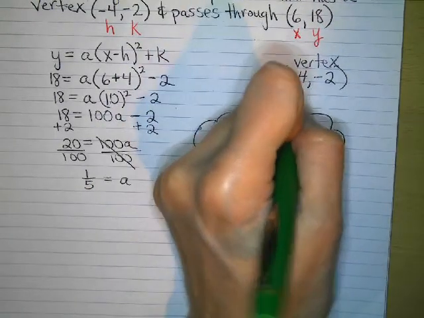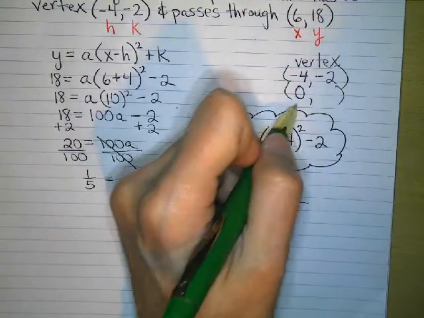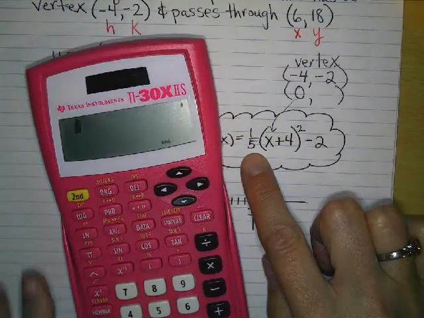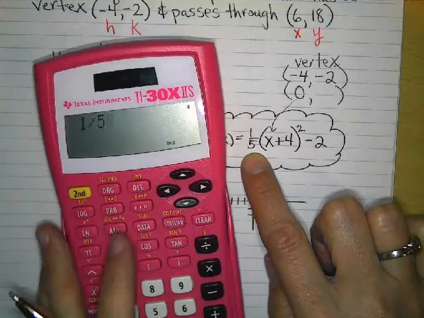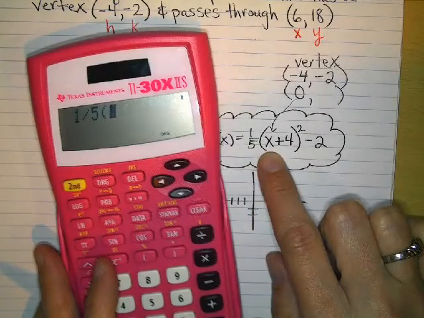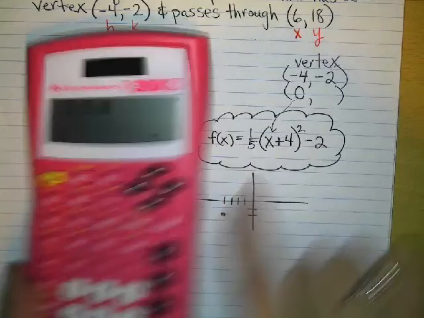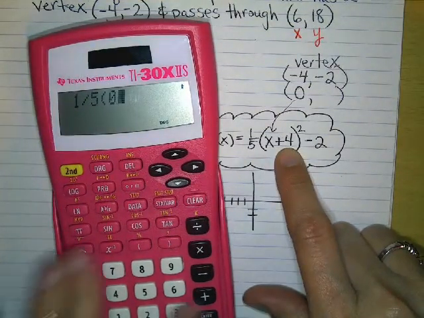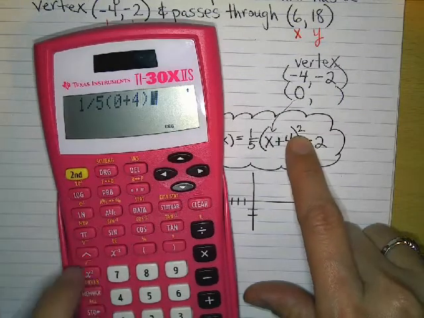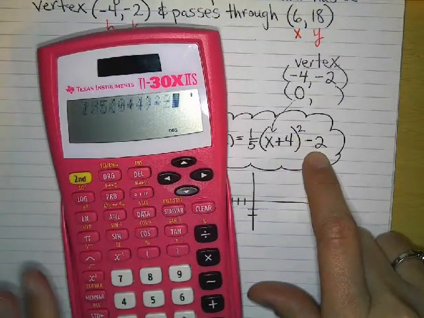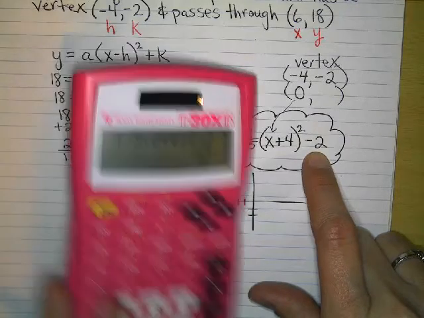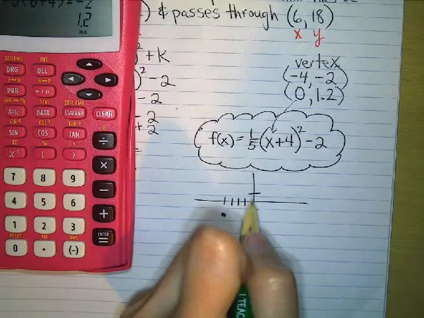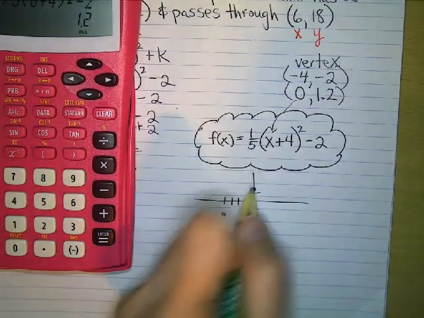What if you plug another number in for x into this problem? Like what if I put a 0 in the problem? That's kind of easy sometimes to plug in a 0. So just grab a calculator and type it in, like 1/5, parentheses. How about 0 plus 4 squared, don't forget the squared, minus 2. Okay, I got 1.2. I could graph that, even though it's a decimal, it's pretty easy to graph. 0, 1.2 would be about right here.